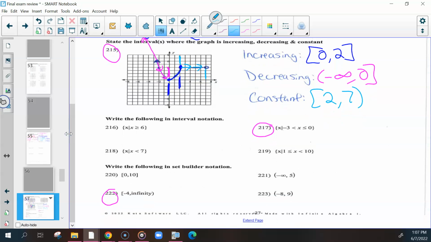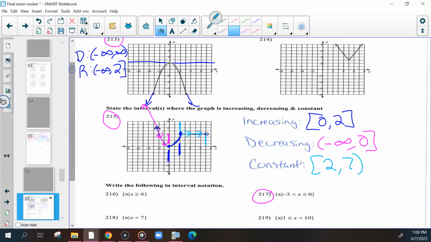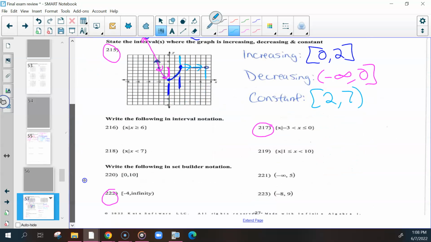For 217, we are writing this in interval notation. So basically kind of what we've already been doing, writing these as interval notations. So we want it to look like something like this. This starts at -3 and it ends at 0, where -3 is not included, but 0 is. So this would start off with a parenthesis and end with a bracket. Questions on that one?